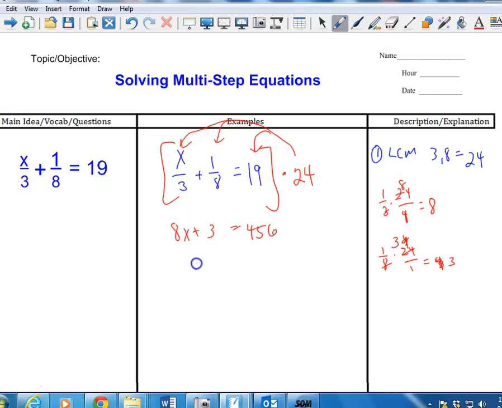Now we're just going to solve that. Subtract 3 from both sides, you have 8x equals 453. Divide that by 8. You have x equals 453 over 8. And we can reduce that. We can divide that out. 8 goes in there 56 times with 5/8 left over. And there you have it.